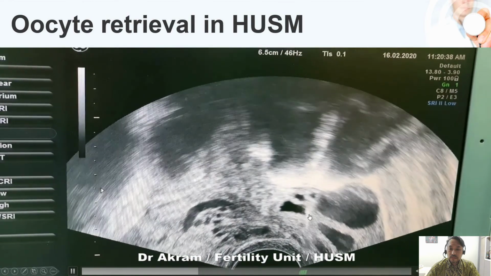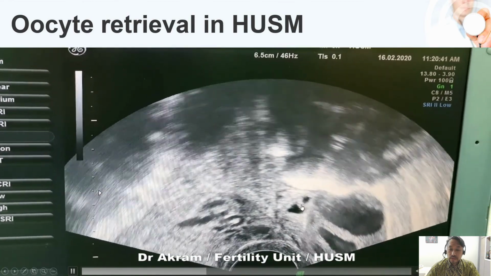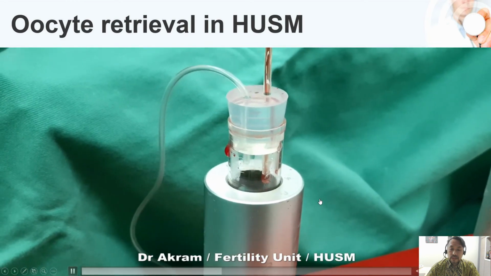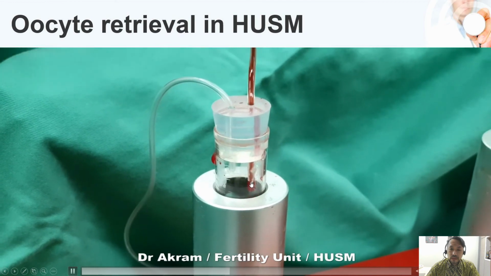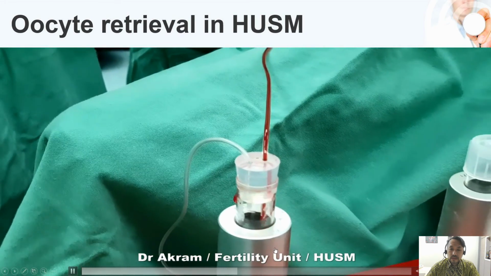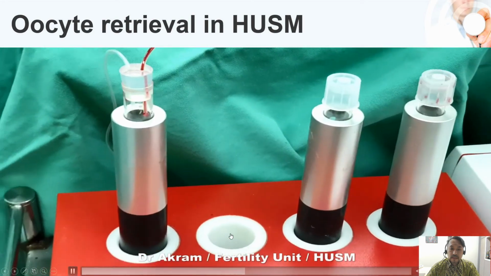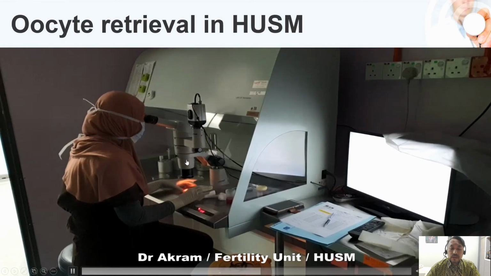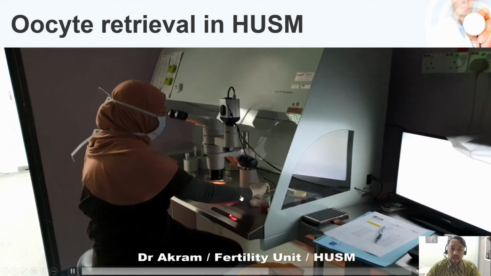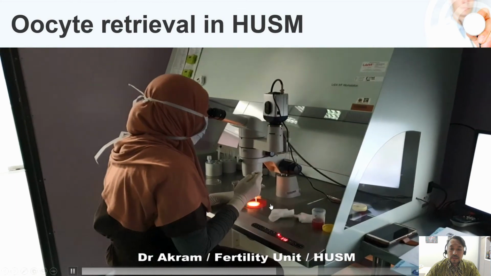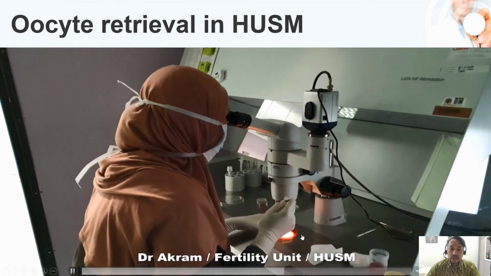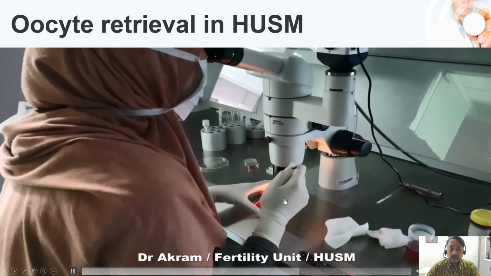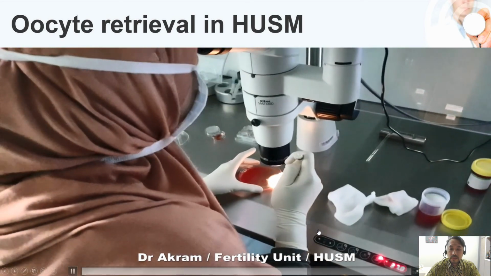Okay, so I'm going to scrape the follicle wall. Here is the follicle fluid. It is drained into the canister. This canister is maintained at 37 degrees Celsius. These are our embryologists who are going to analyze the follicle fluid and look for any oocyte inside each follicle.